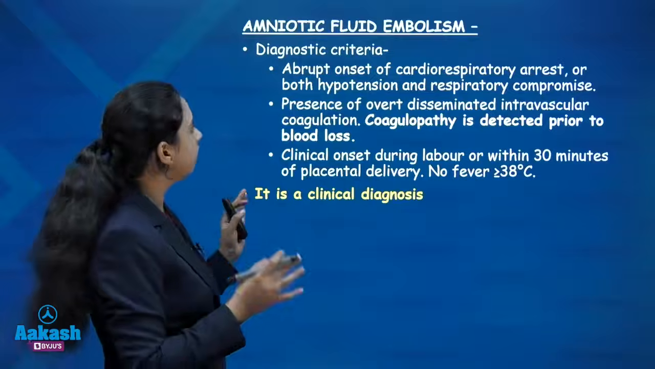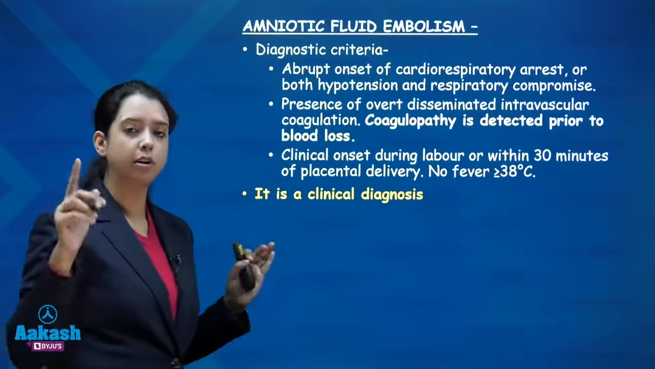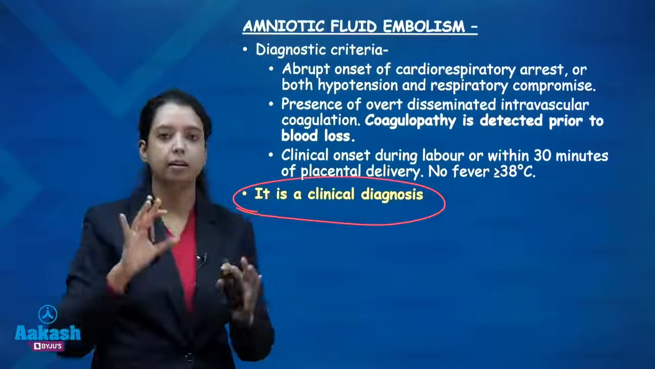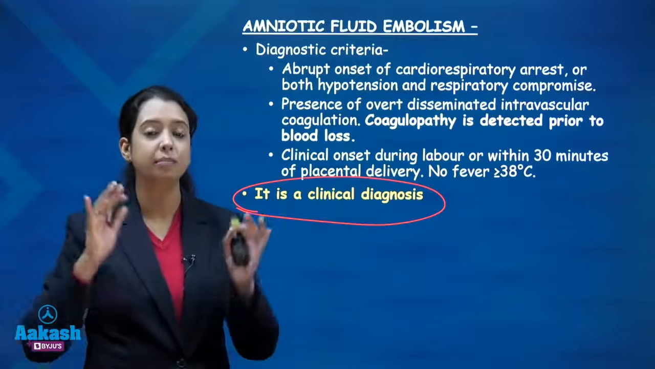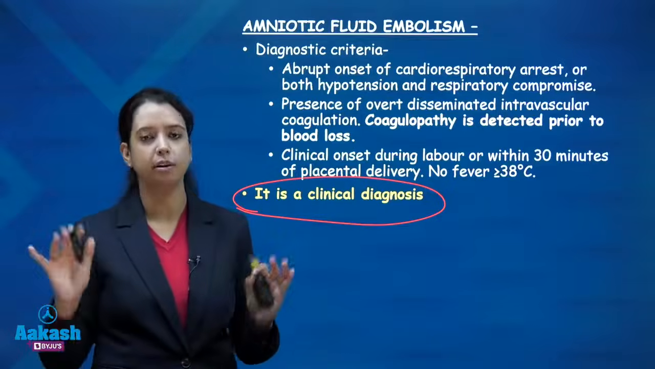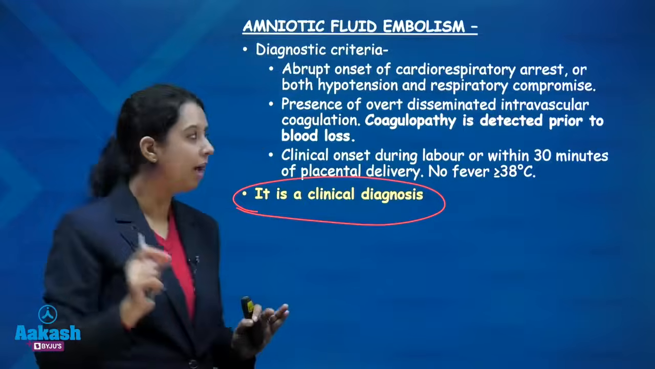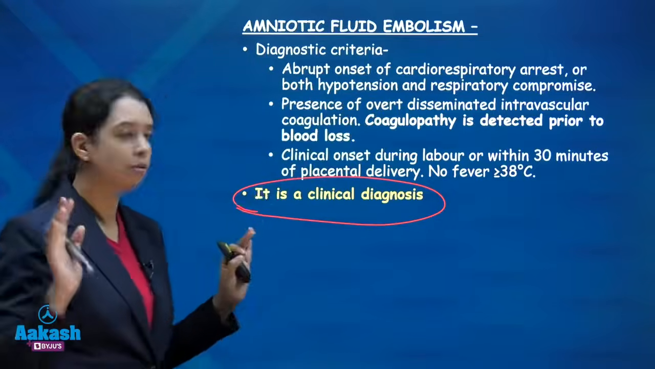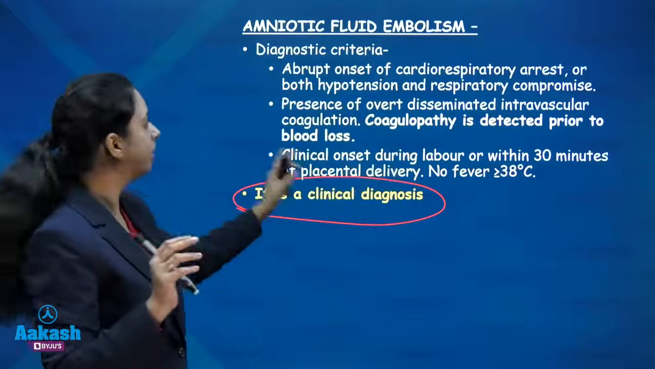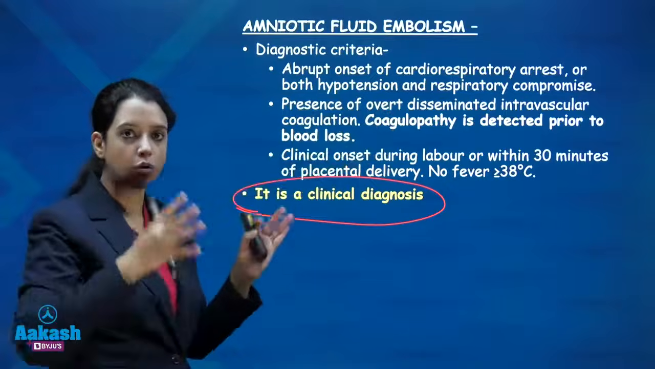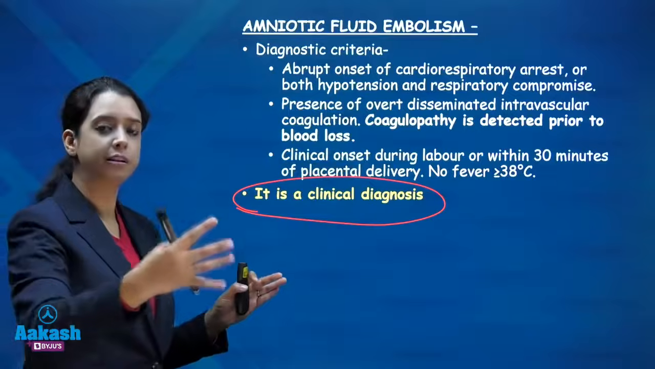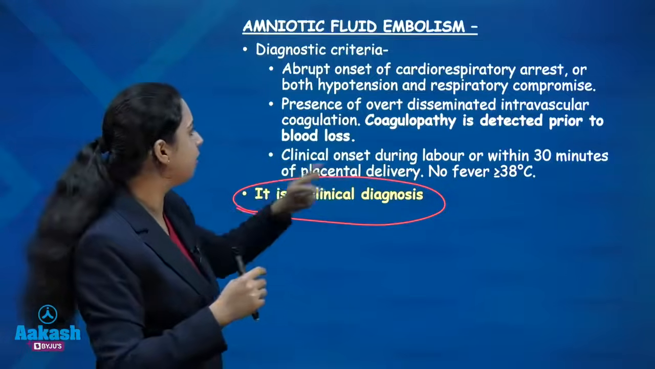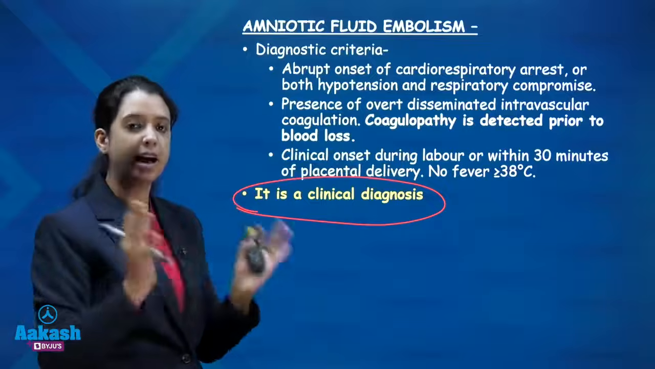Now, how will you diagnose amniotic fluid embolism? First of all, it is a clinical diagnosis. Sometimes you can see the signs of amniotic fluid embolism in the postpartum period, but you generally don't go that far. What happens is there will be abrupt onset of cardiorespiratory arrest or hypovolemia and respiratory compromise. There will be DIC. Before excessive bleeding occurs, you will detect coagulopathy, and there will be no fever. So there will be no fever. That is the triad.